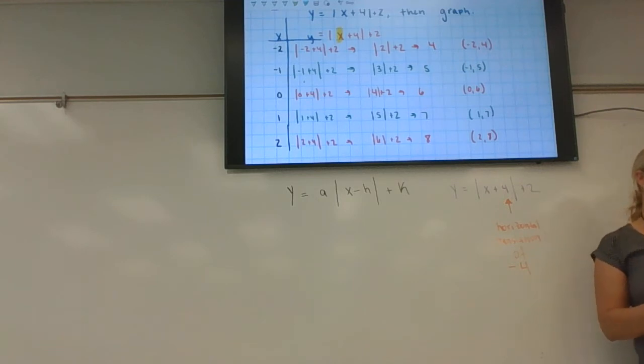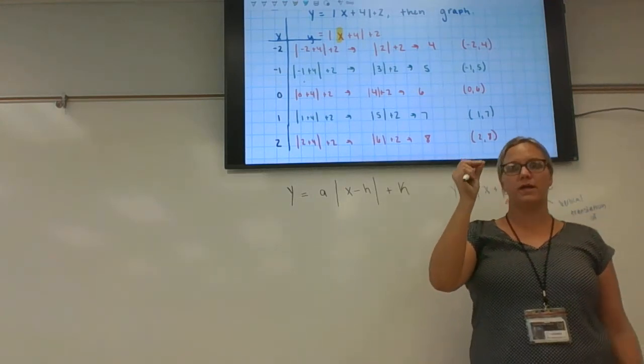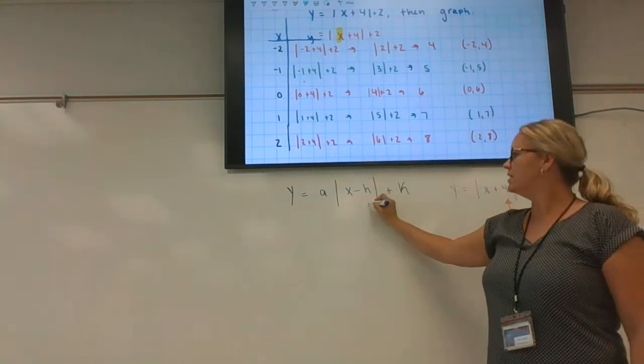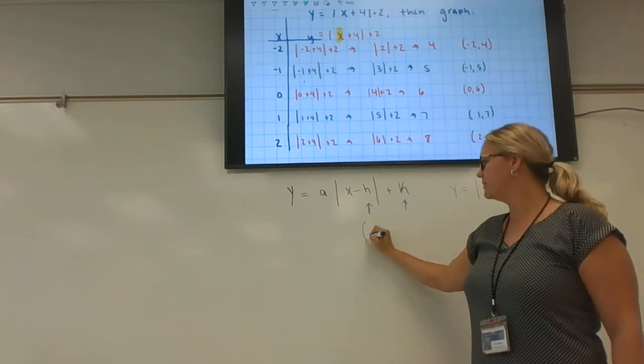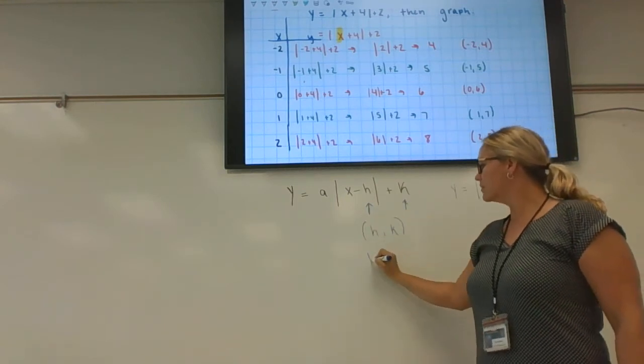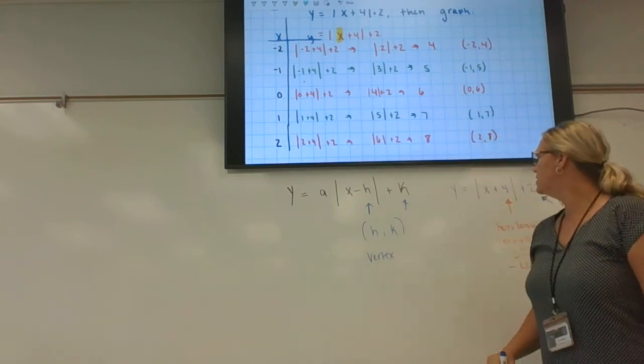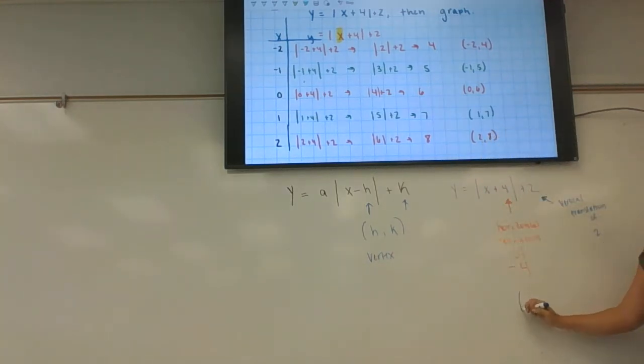And somebody else, what does the plus 2 at the end do? Yeah. Vertical translation of +2. Okay? There was also in the very last example a tip about vertex. The vertex, which is the point of the graph, is this ordered pair H comma K. So for our graph, we should have an ordered pair at -4, 2, and that should be the vertex.